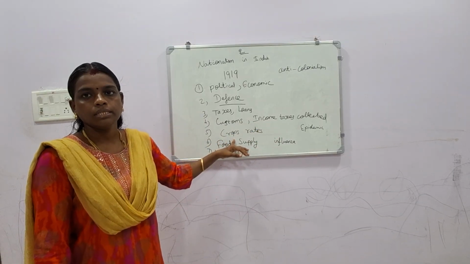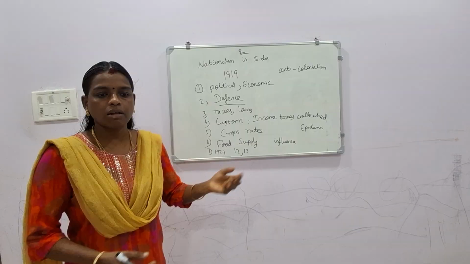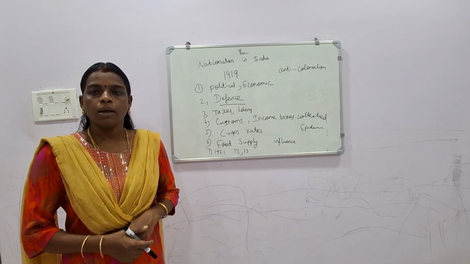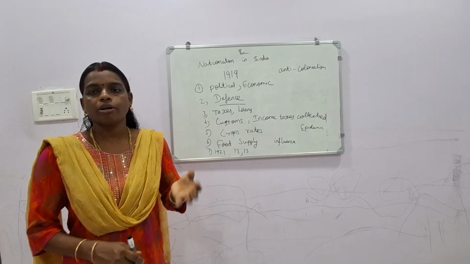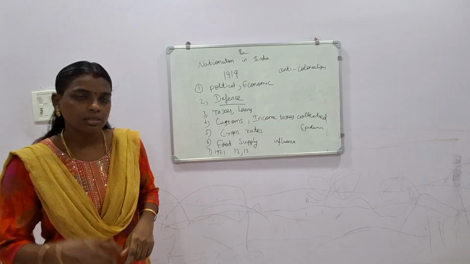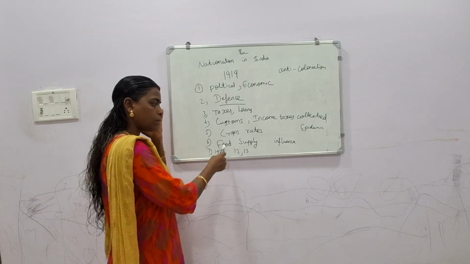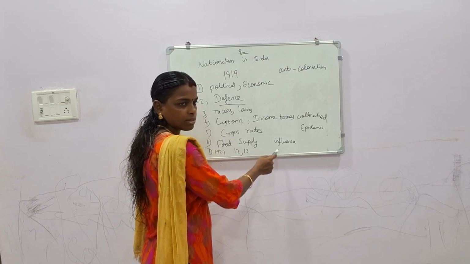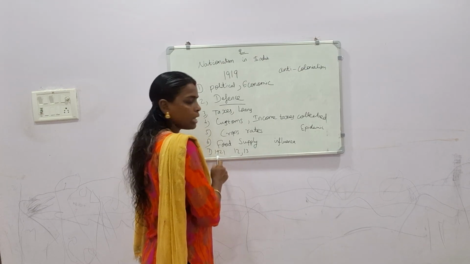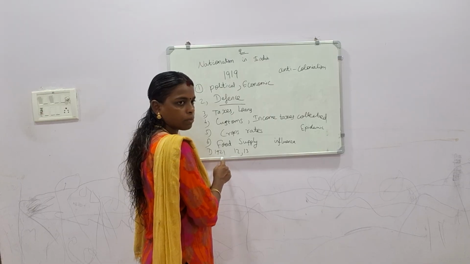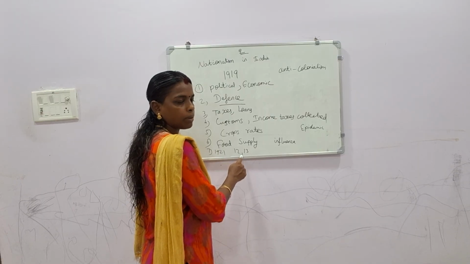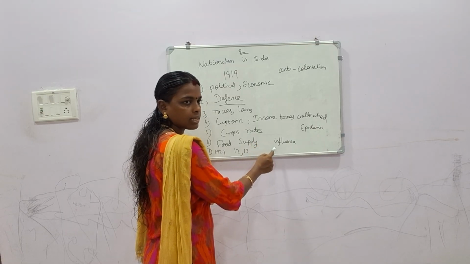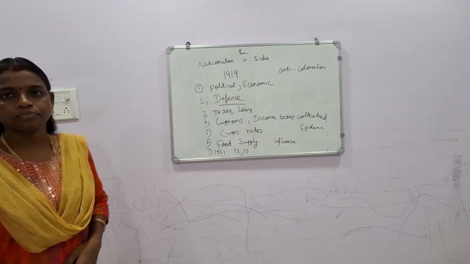Crop rates became double. Actually, before the First World War, we could buy food crops with a rupee or with 10 rupees. But after the First World War, they had to spend more money for buying even a small quantity of crops. Then food supply was reduced, and at that time some epidemic diseases also spread among the people. As per the census report of 1921, 12 to 13 million people died due to both food shortage and epidemic diseases.